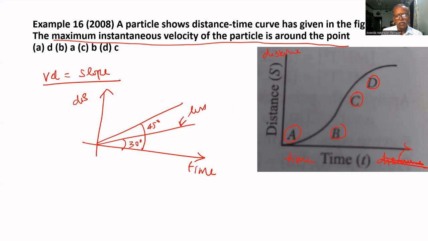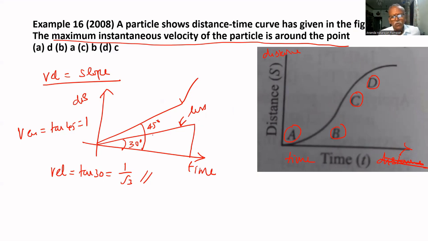Therefore, tan theta: velocity equals tan 30, which equals 1 by root 3, we have seen. For this, velocity equals tan 45, that is equal to 1. Which is higher? This is higher. This is less. So if the angle is higher, velocity is higher.